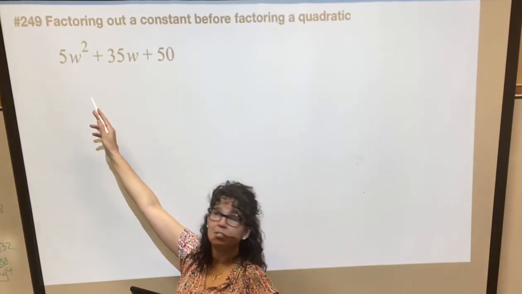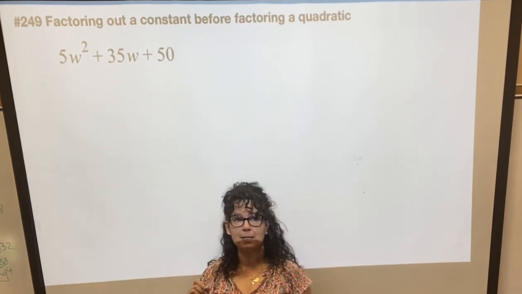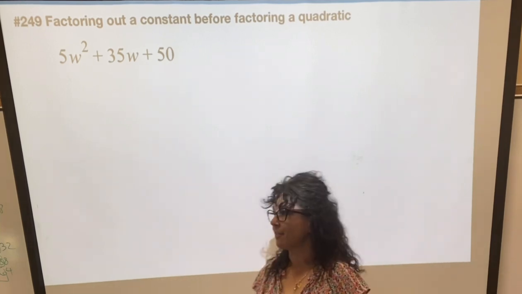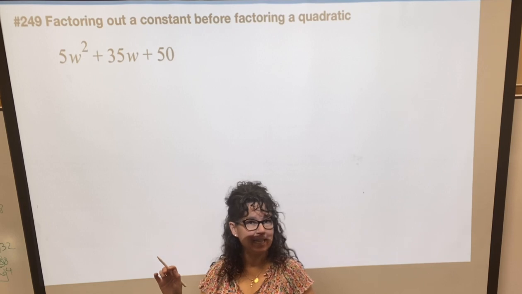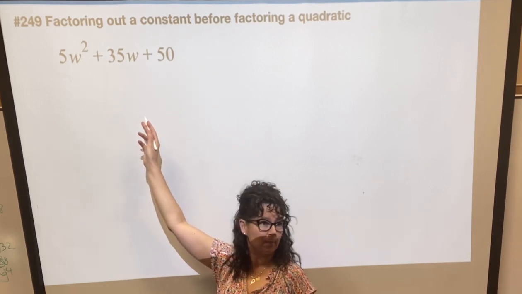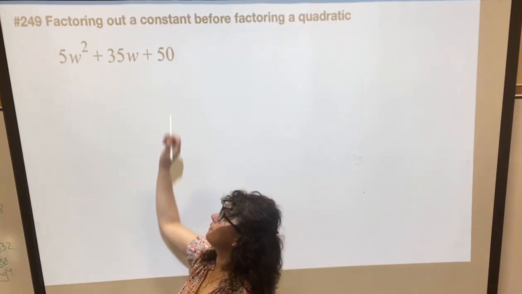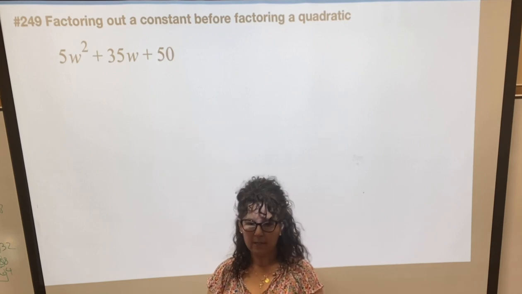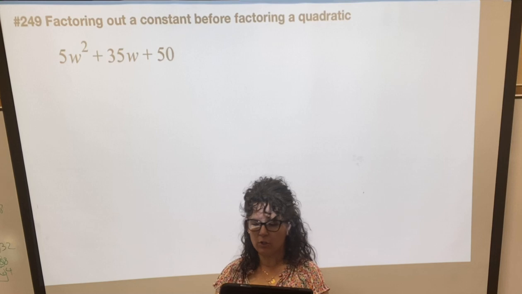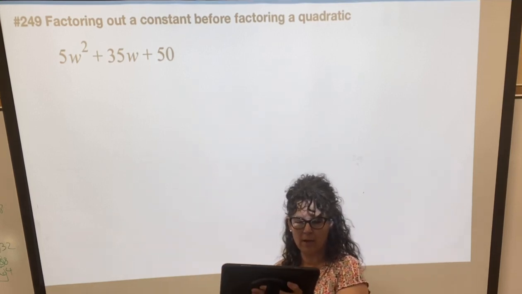This polynomial has 3 terms, so eventually I'm going to use the big X technique. But before you factor anything, you always want to look to see if there's something in common to all of the terms. And in this case, 5, 35, and 50 can all be divided by 5. So I'm going to begin by taking out the number 5.